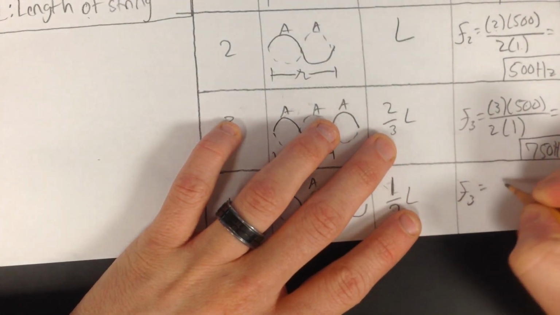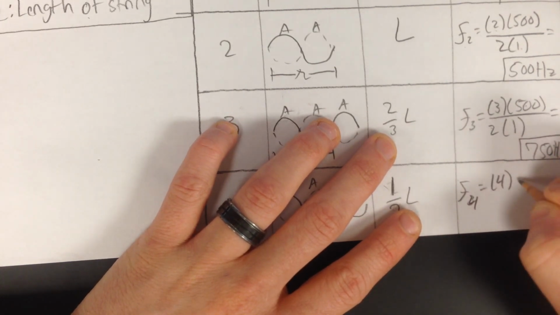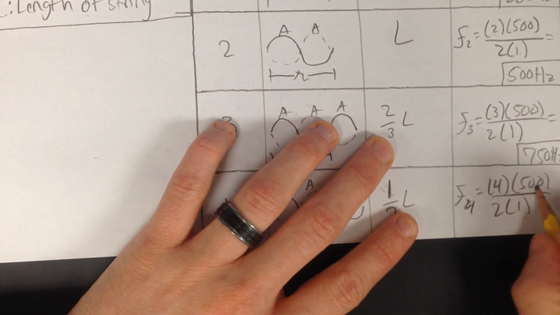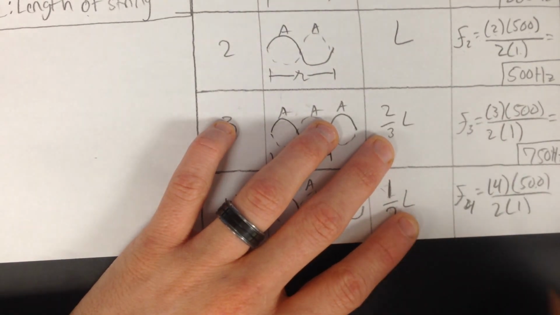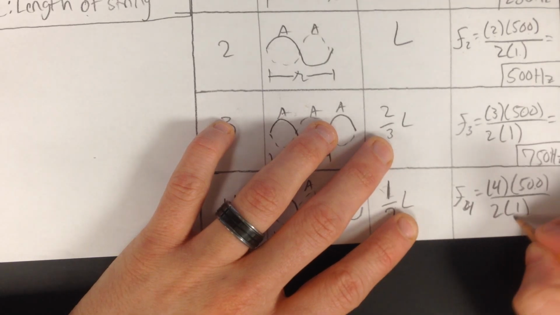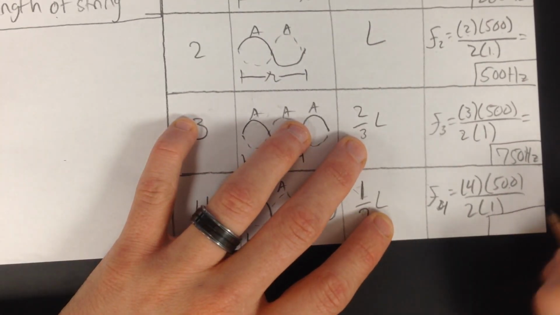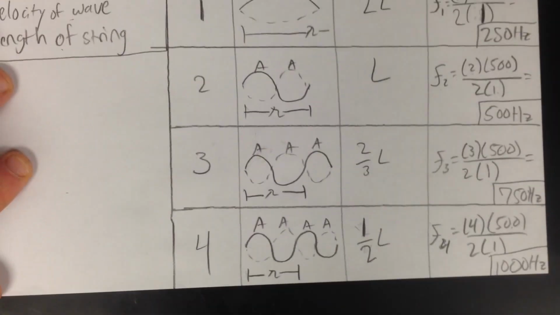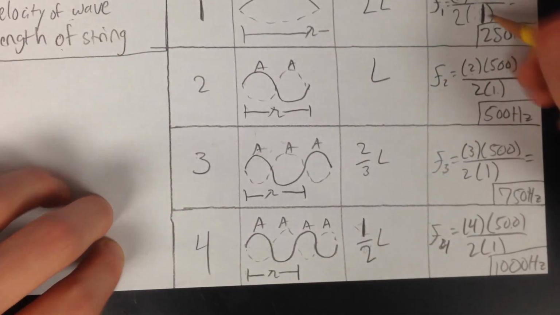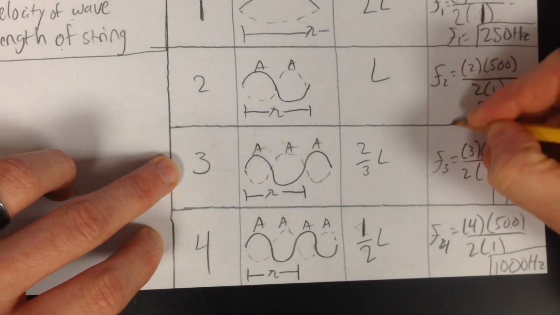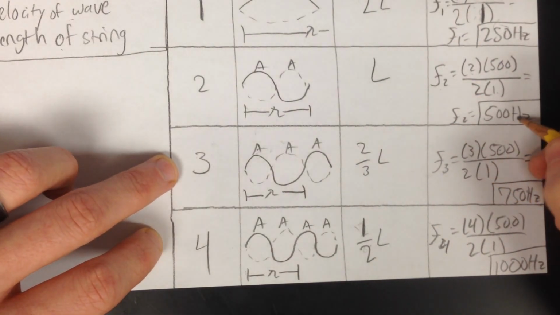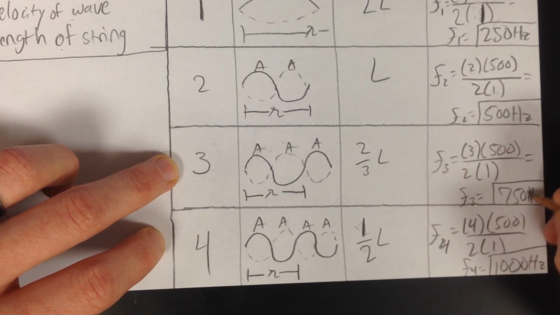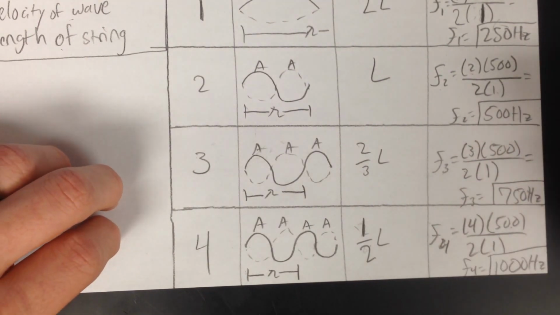Finally, F4 is n equals 4, 500, same wave speed, same length of the string on the bottom, and that gets you 1000 hertz. Now there's a pattern going on here when we use this equation. The first harmonic was 250 hertz, that was F1. F2 was equal to 500 hertz. The third harmonic and the fourth harmonic, the third was 750 and the fourth was 1000.